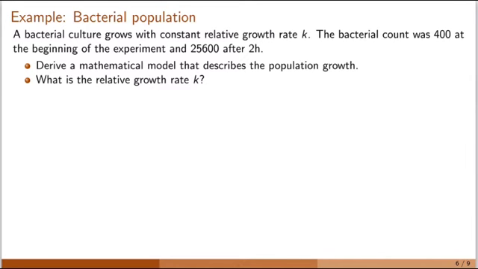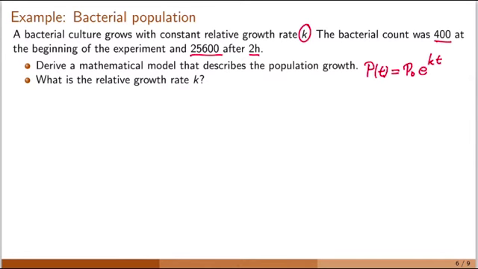Okay, let's do an example for natural growth in a bacterial population. So we assume we have a bacterial culture that grows with a constant relative growth rate k. The initial count was 400 cells, and after 2 hours we have 25,600 cells. The question is, derive a mathematical model which describes the population growth, and what is the relative growth rate k? And of course we are looking for exponential growth or natural growth, so we're looking for p of t, which is p0 e to the kt, where k is the per capita growth rate or relative growth rate.